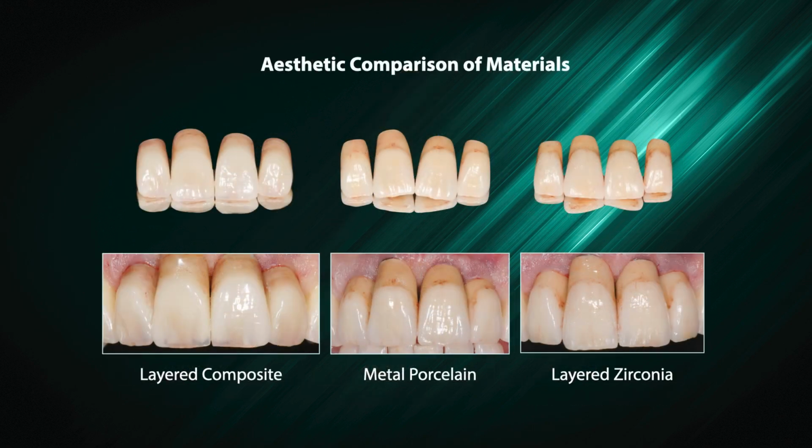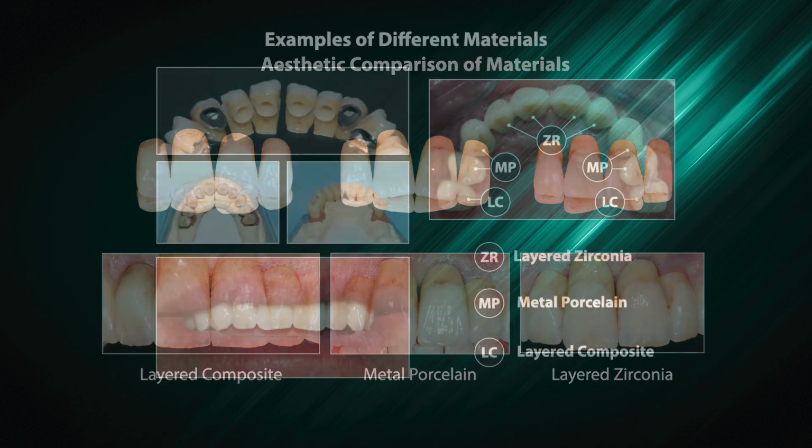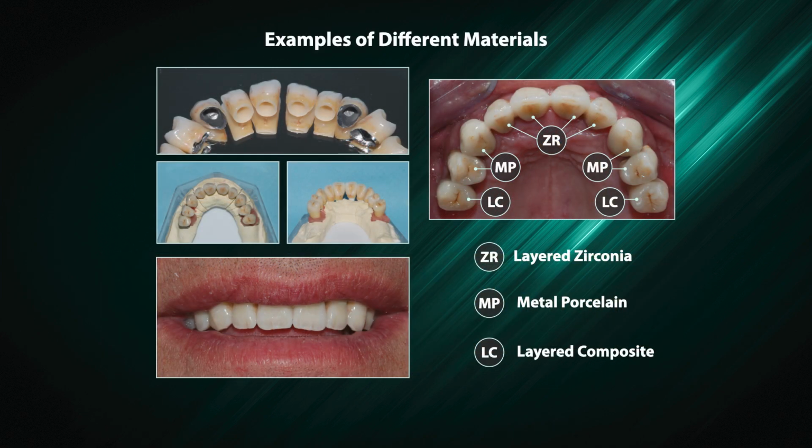An aesthetic comparison of materials. From left to right, layered composite, metal porcelain, and layered zirconia. Some examples of different materials.